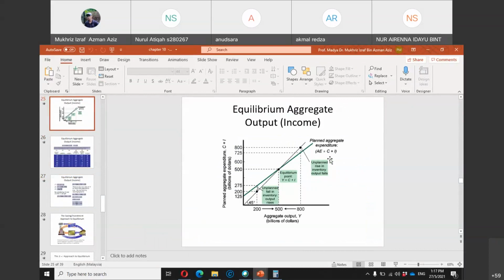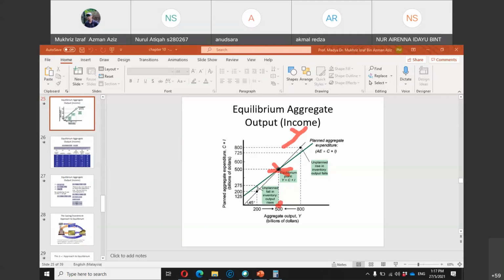So when we use the concept of AE, aggregate expenditure, C plus I, we find the equilibrium output when the AE line intersects with the 45-degree line. This is the point where the aggregate expenditure line intersects with the 45-degree line. The 45-degree line is also called the Y line, the output line. At this point, you can see that the equilibrium value is 500.